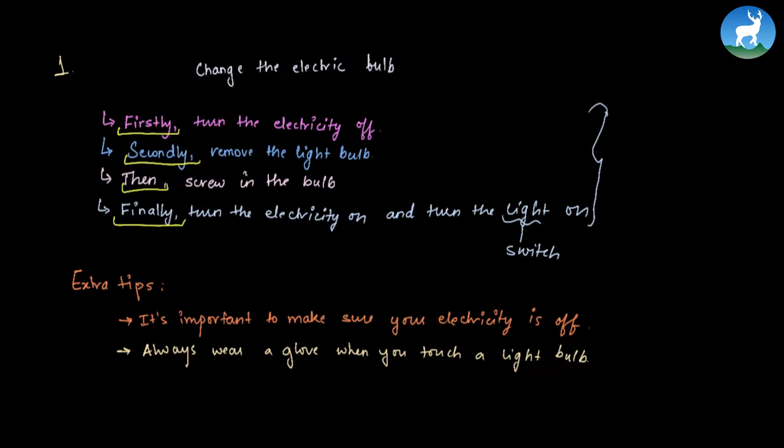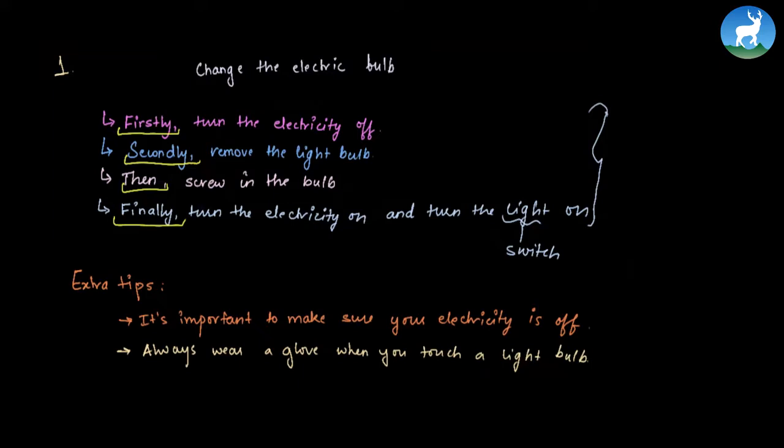यो चाहिँ इन्स्ट्रक्सन हो इलेक्ट्रिक बल्बलाई कसरी चेन्ज गर्ने भनेर. पहिला इलेक्ट्रिसिटी अफ गर भनेर भनेको छ. त्यसपछि सेकेन्डली भनेको त्यसपछि लाइट बल्बलाई हटाऊ, त्यसपछि नयाँ लाइट बल्बलाई हाल र फाइनली अन्त्यमा इलेक्ट्रिसिटीलाई अन गर, बिजुली जारी गर, अनि त्यसपछि स्विच पनि अन गर र बत्ती बल्ने छ.